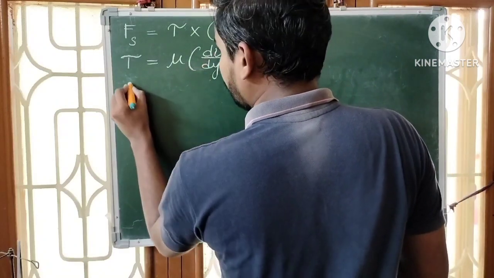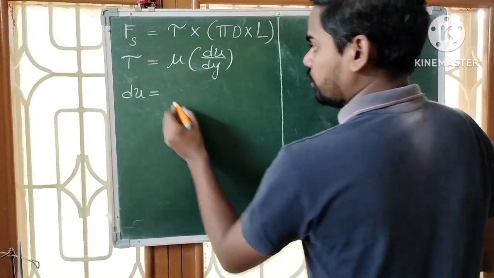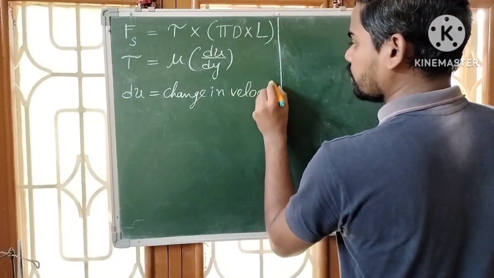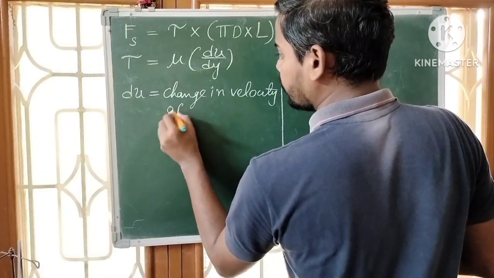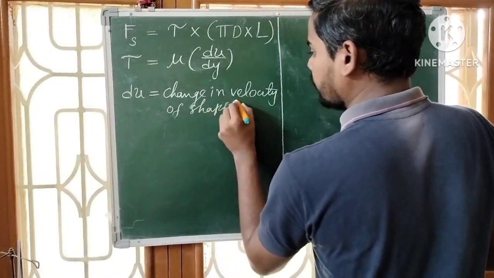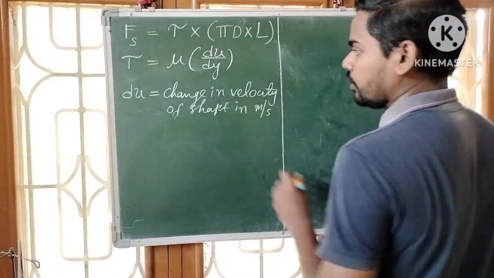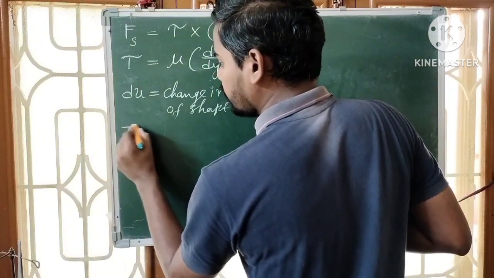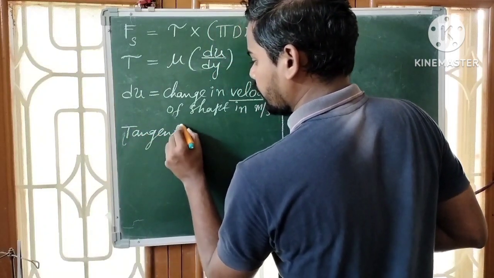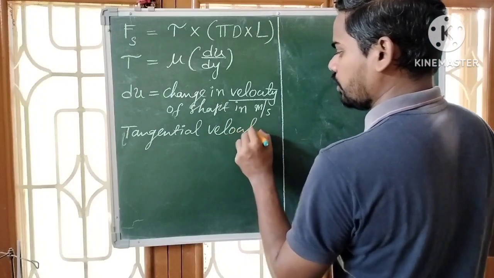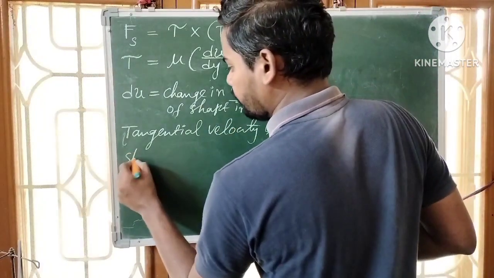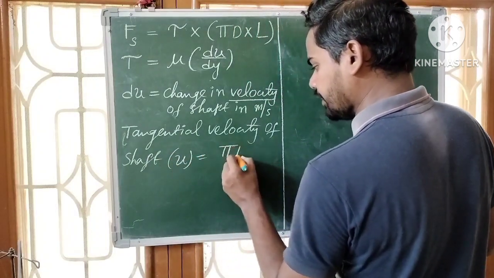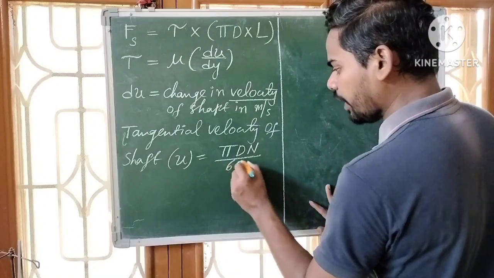Here du is the change in velocity of the shaft in meters per second. Velocity here means tangential velocity. We know that the tangential velocity of the shaft, u, is equal to pi dn by 60. What is the formula? u is equal to pi dn by 60.